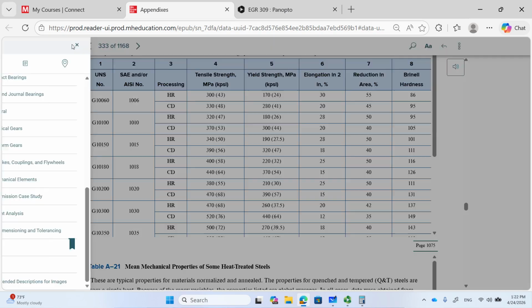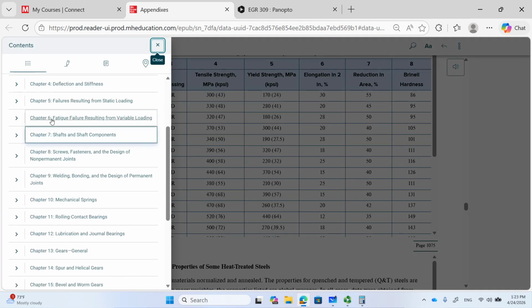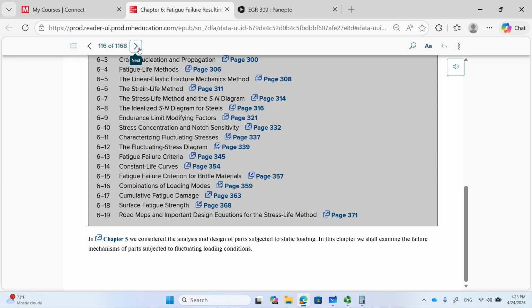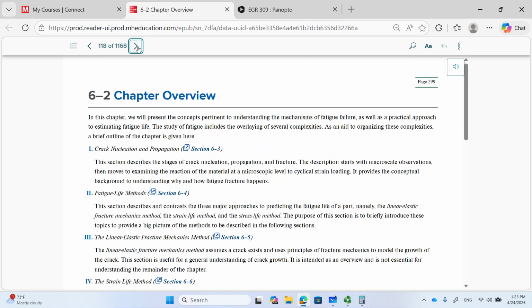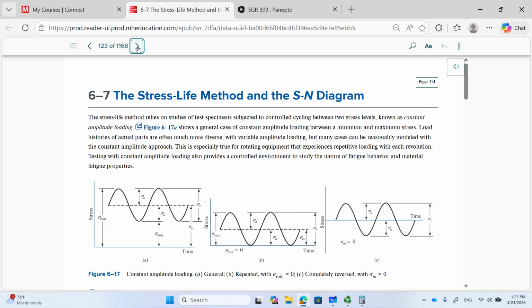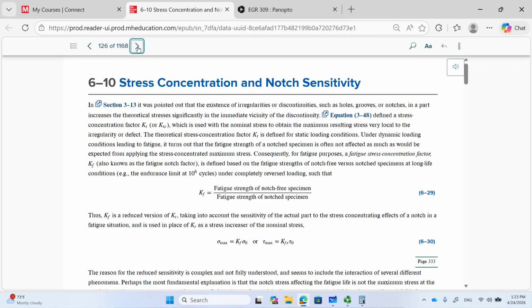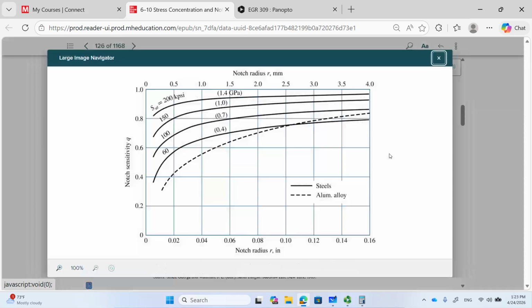Let's see, we have to go to chapter 6. And we had the notch sensitivity there. Okay, yes, it must be here. So q, we need to find it. We know for our material, tensile strength is 470. So it's going to be closer to this here. My radius of fillet at that point was 3 millimeter. So you come down here, and then 470 is like this. So if you go to the left, it's slightly less than 0.8.